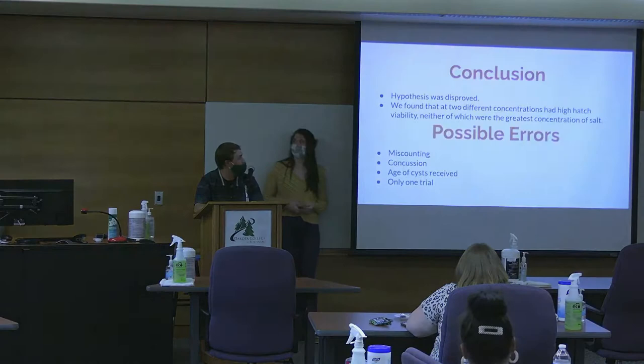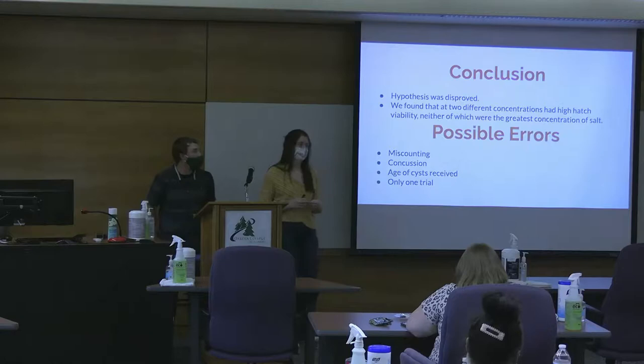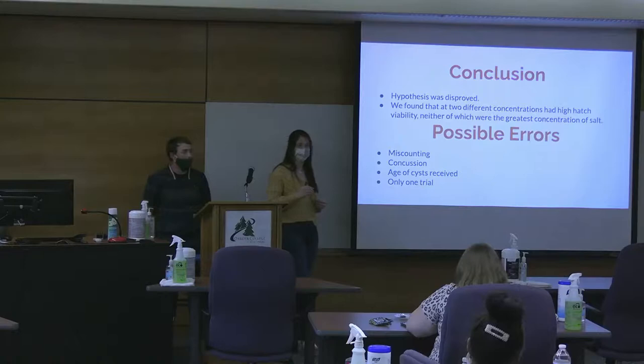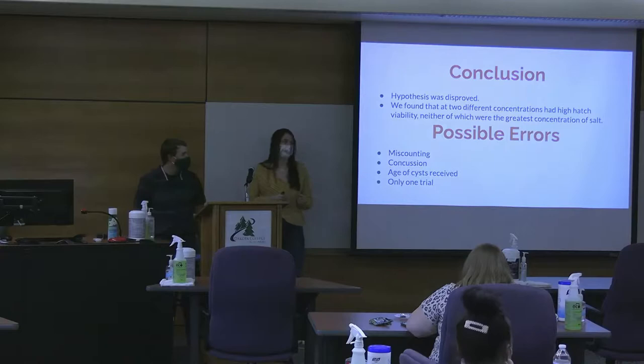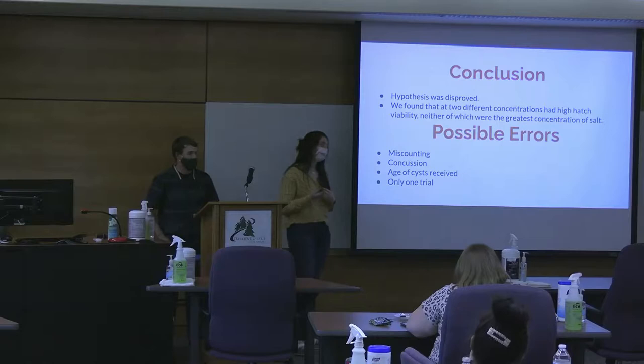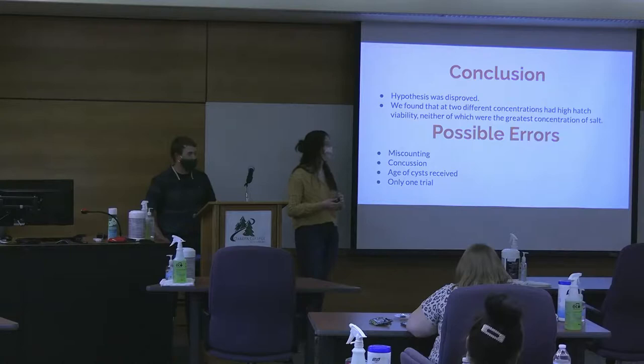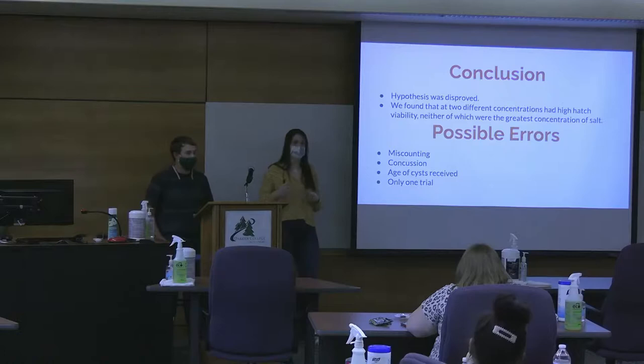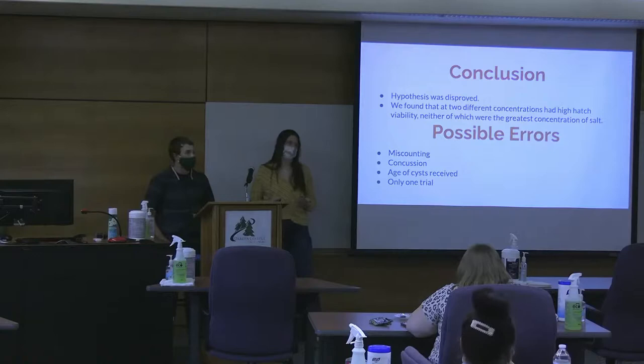So our conclusion for this is that our hypothesis was actually disproved. We thought there would be a higher hatching viability in the higher concentrations of salt, but they actually preferred the 1% overall. That was our highest. I guess we had two that were the highest, but neither of them was the greatest concentration. And again, we always like to point out there are always possible errors, such as miscounting, because keep in mind, the swimmers are actually moving around. So there is a possibility that we could have counted them twice because they ended up in a different location.